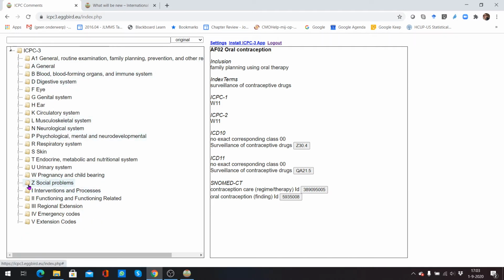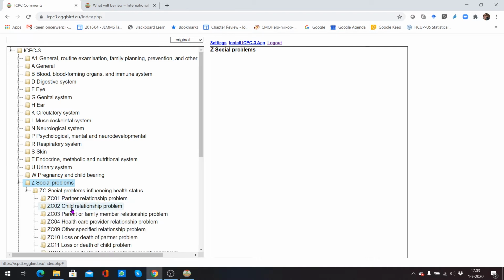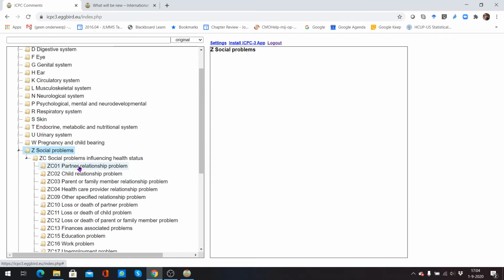In chapter Z, the social problems affecting health are classified under the component ZC, social problems influencing health status. We open this chapter again and you can see more than 40, more or less, 40 different classes. I will close this chapter again.